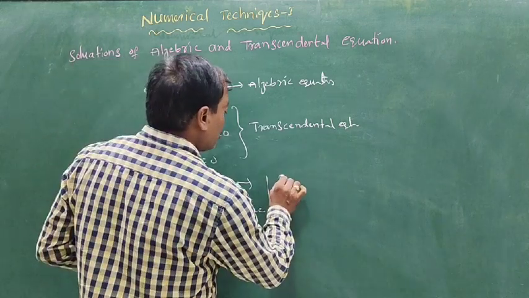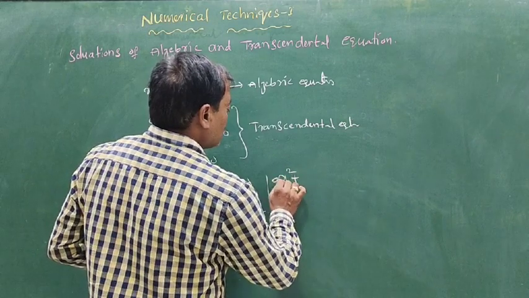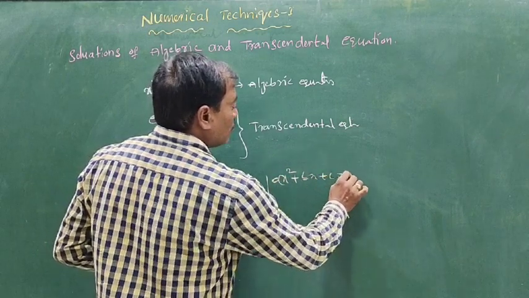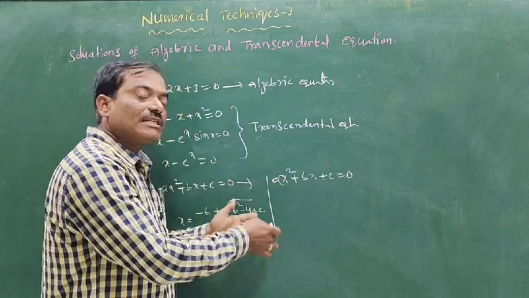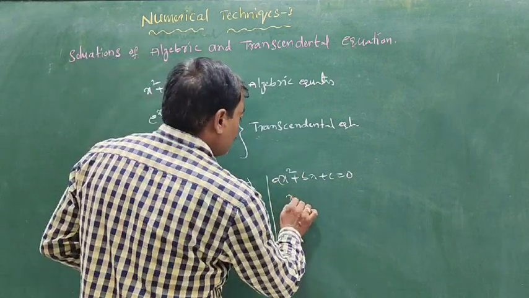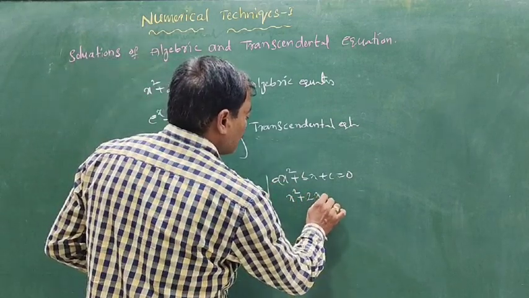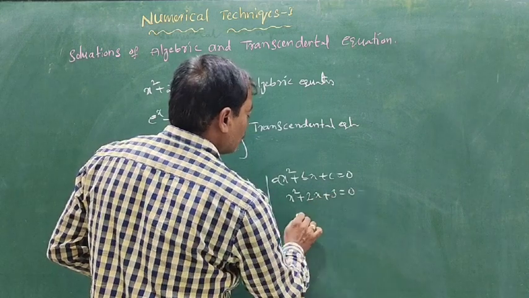In case it is reducible, ax square plus bx plus c equal to 0, we have to find out the roots by using the general method. For example, x square plus 2x plus 3 equal to 0 is given.